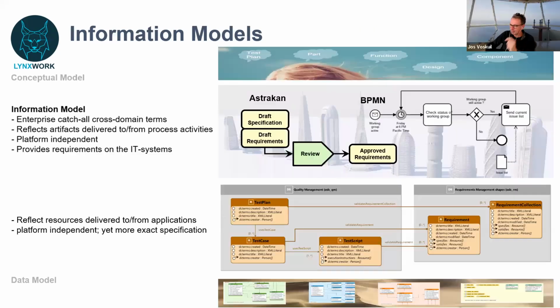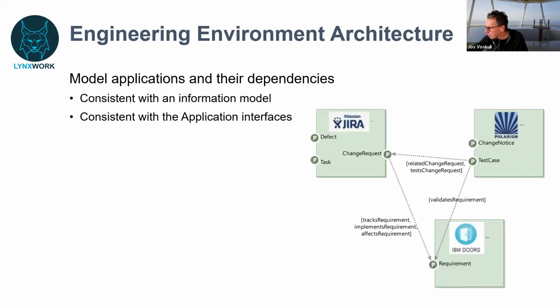Okay. So with this information model, a parallel aspect of that is to actually design the architecture of your tool. What applications do I have? And of course, one important aspect of that, based on the information model. So this perspective of the model is consistent with the information model. Okay, what artifacts does this application produce?